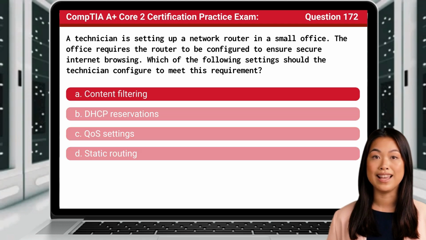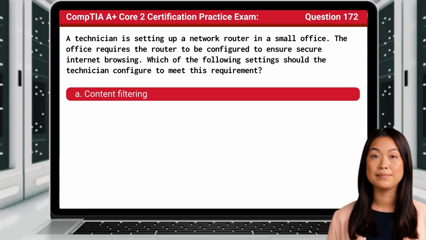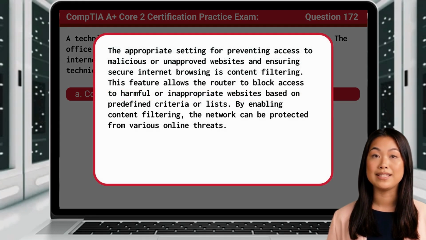The answer is A. Content filtering. The appropriate setting for preventing access to malicious or unapproved websites and ensuring secure internet browsing is content filtering. This feature allows the router to block access to harmful or inappropriate websites based on predefined criteria or lists. By enabling content filtering, the network can be protected from various online threats.